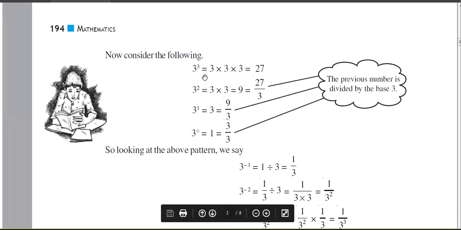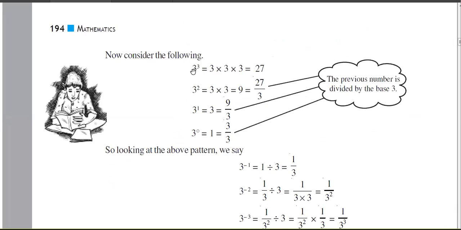Okay. Now let's consider, the base has changed now. It was 10. Now we are changing the base to 3. But the exponent is reducing by 1 each time: 3, 2, 1, 0. So let's do it again once more. 3 raised to the power 3 is nothing but you multiply 3 three times. 3 into 3 into 3 equal to 27.